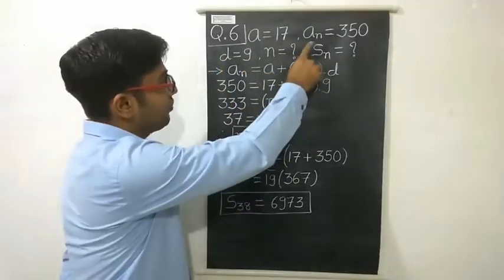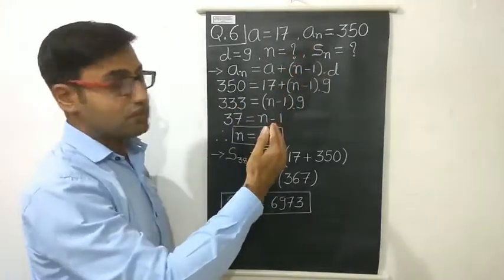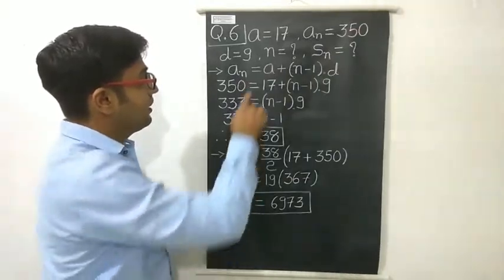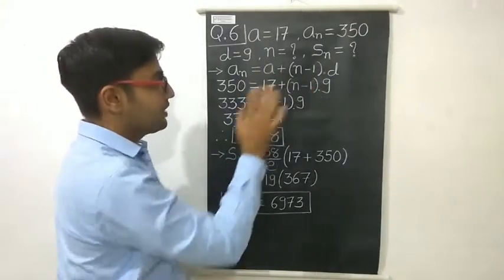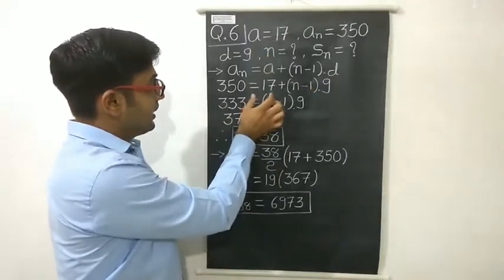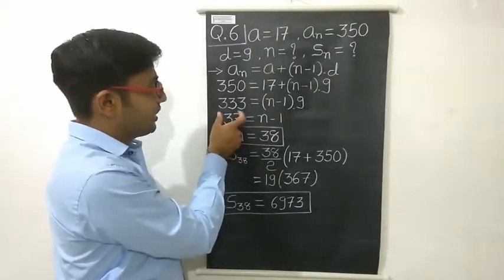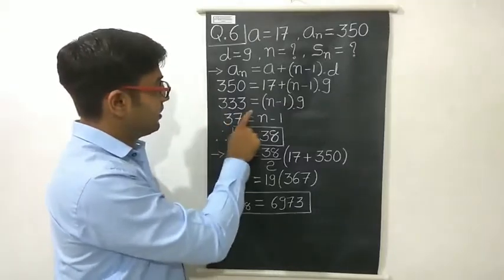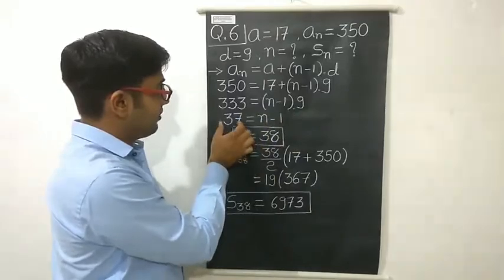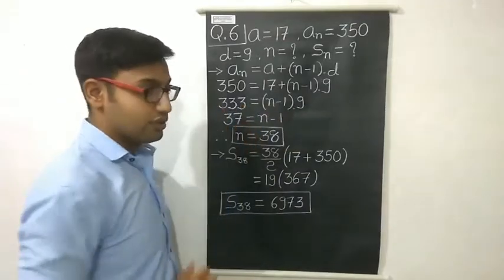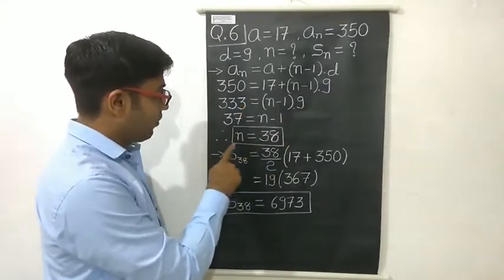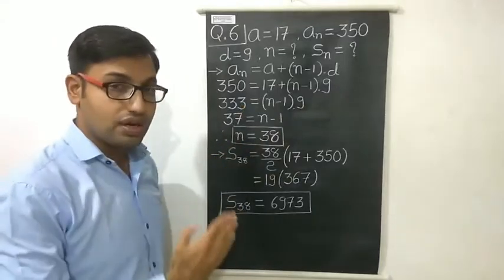So here we have the value of the nth term, so we can use this value of An, that is equal to 350. a is 17, n minus 1 remains as it is, and d is equal to 9. Now taking this 17 to the left hand side, we get 333 is equal to n minus 1 into 9. Divide by 9: 333 divided by 9 is 37, equal to n minus 1. Therefore we get the value of n is equal to 38.